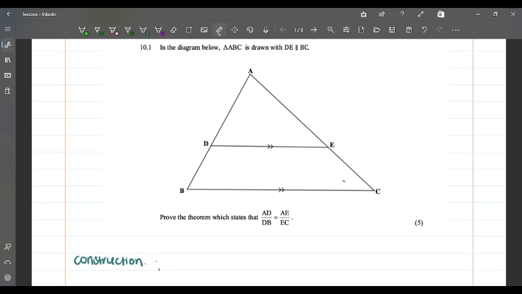So in this video, we're going to be looking into your proportionality theorem. Basically, we're going to be proving it, right? And as you can see, the question states that we need to prove a theorem which states that AD divided by DB is equal to AE divided by EC, which is basically your proportionality.